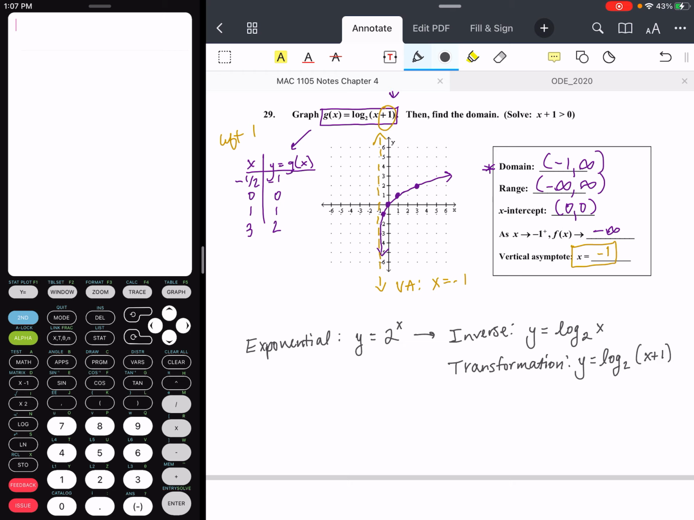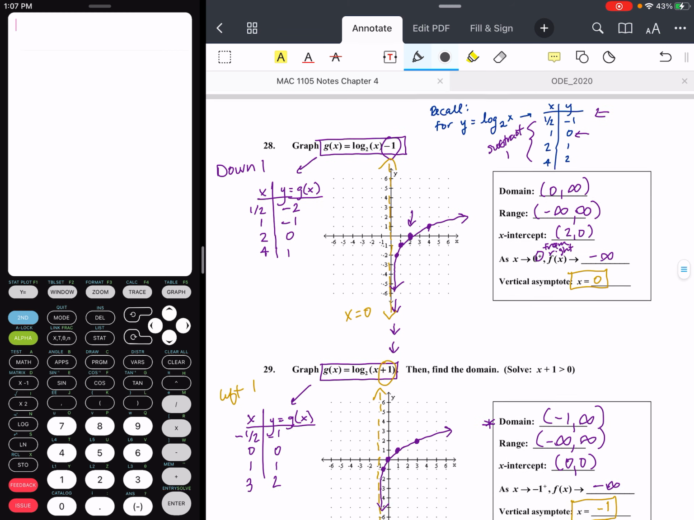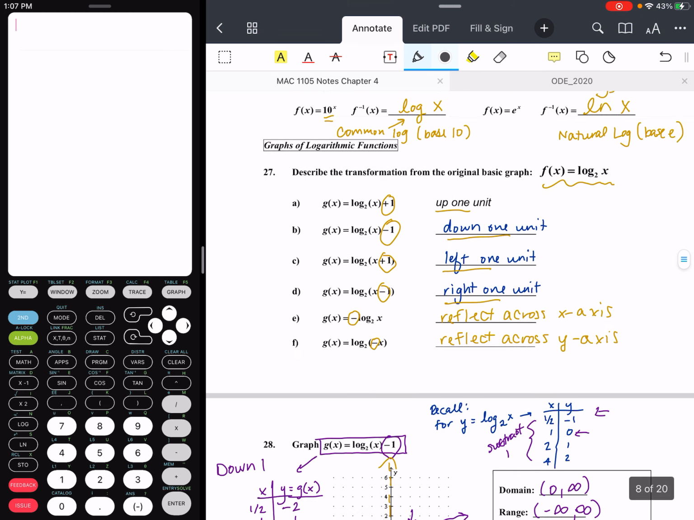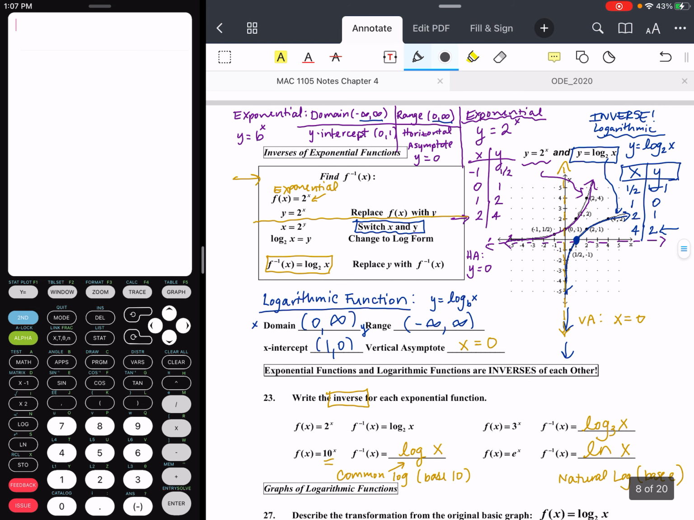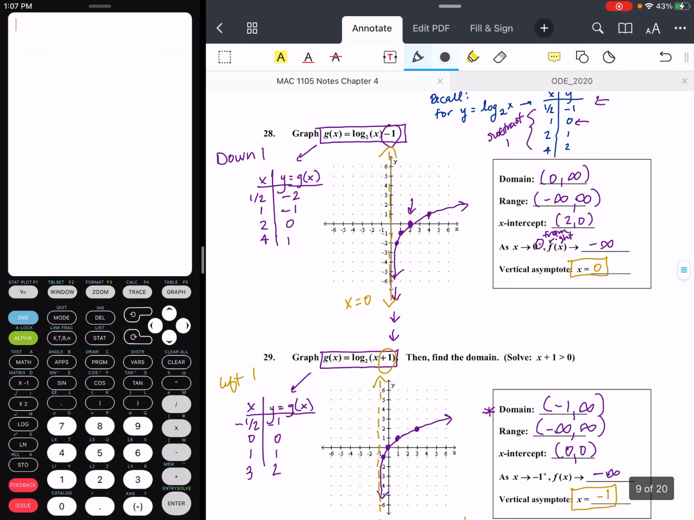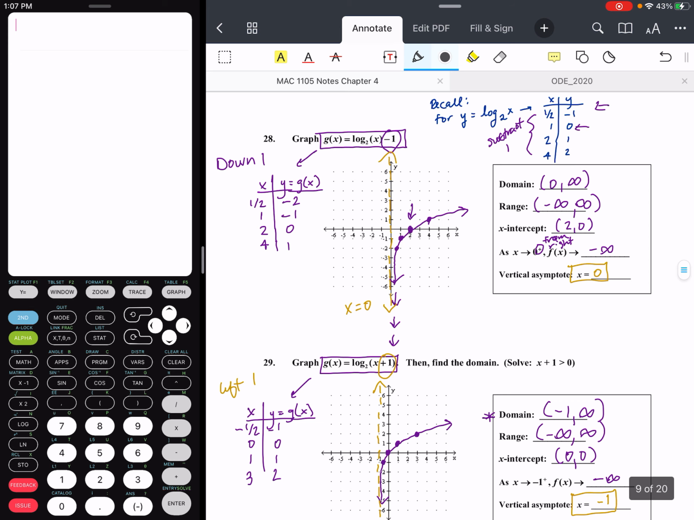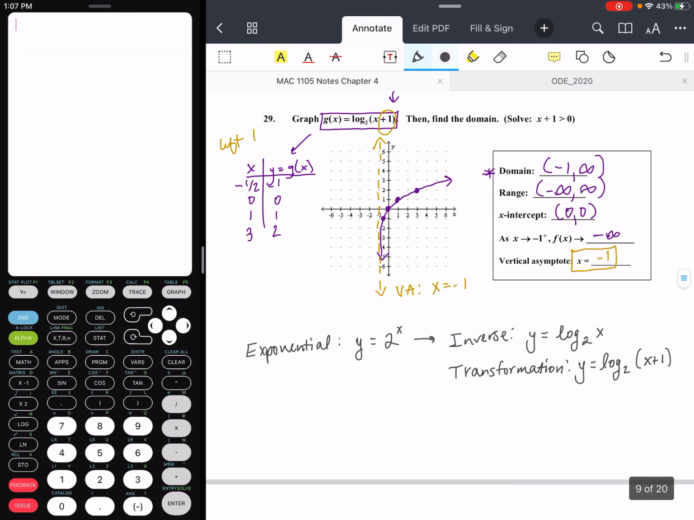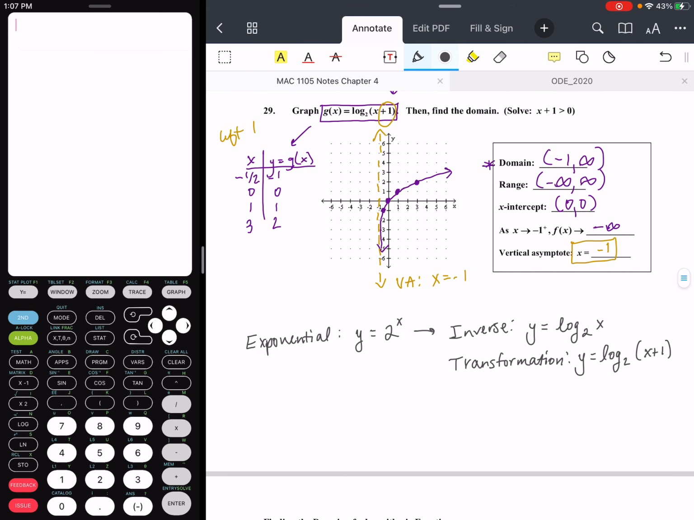So we started with our xy table from our exponential function. We switched our x and y. We started with this xy table in purple up at the top for our exponential function. We switched to this blue xy table, which is copied down here. So this is for our log function. And then we shifted it, in this case, to the left one to get our final xy table for graphing this function. So that's a little long-winded.